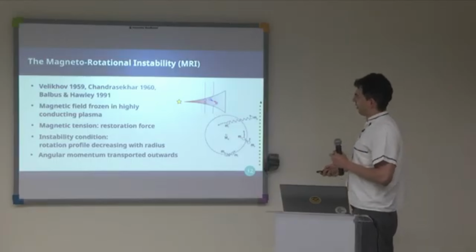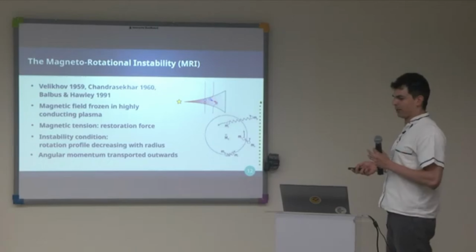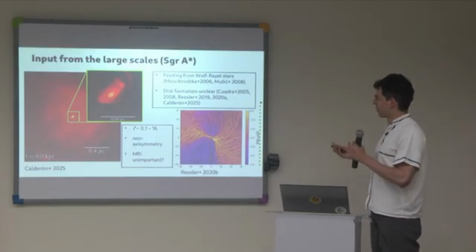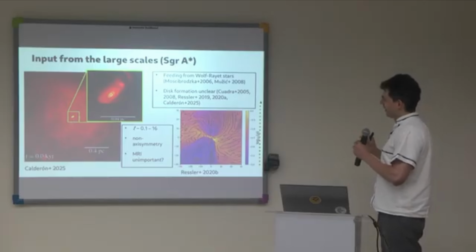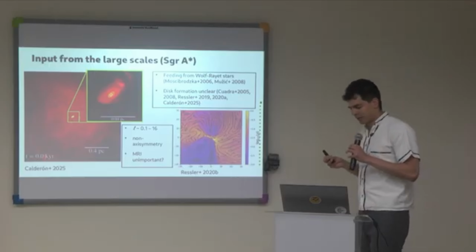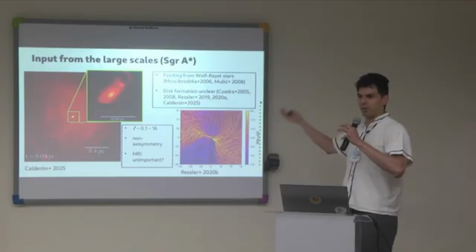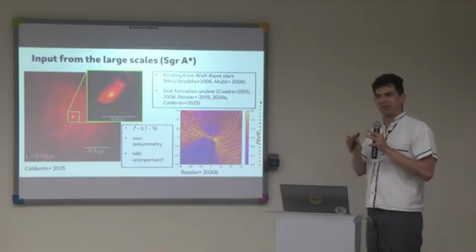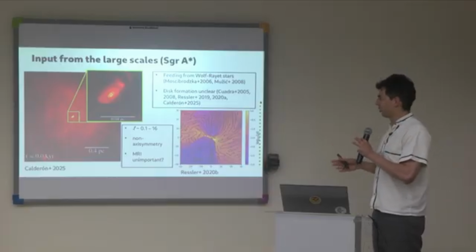So, well, this is the standard picture, but what happens if we compare this with the simulations that we have, for instance, from accretion from larger scales? There are several simulations that have simulated how the plasma behaves when accreting from large distances onto Sagittarius A star, and the results are not so conclusive on how important the magnetorotational instability actually is.